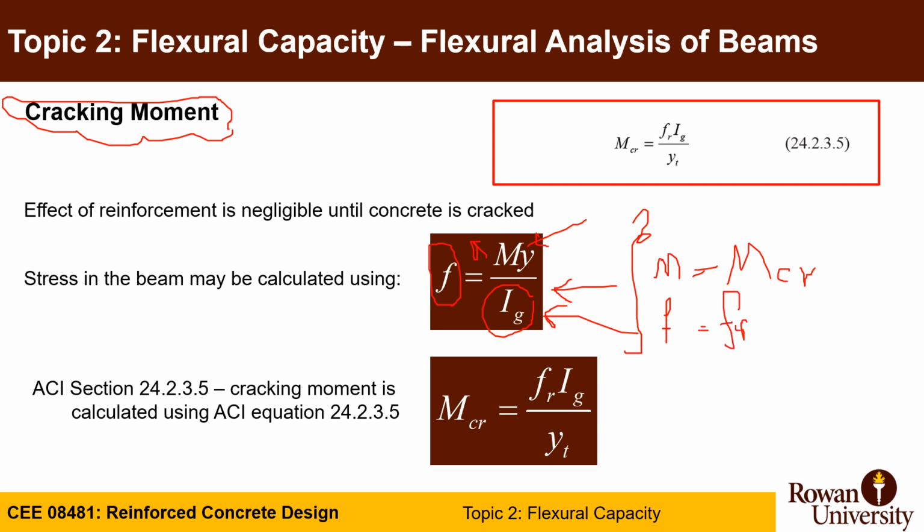So here we are rewriting the equation similar to ACI 24.2.3.5, where M crack equals fr times Ig divided by yt, which is the rearrangement of this equation.